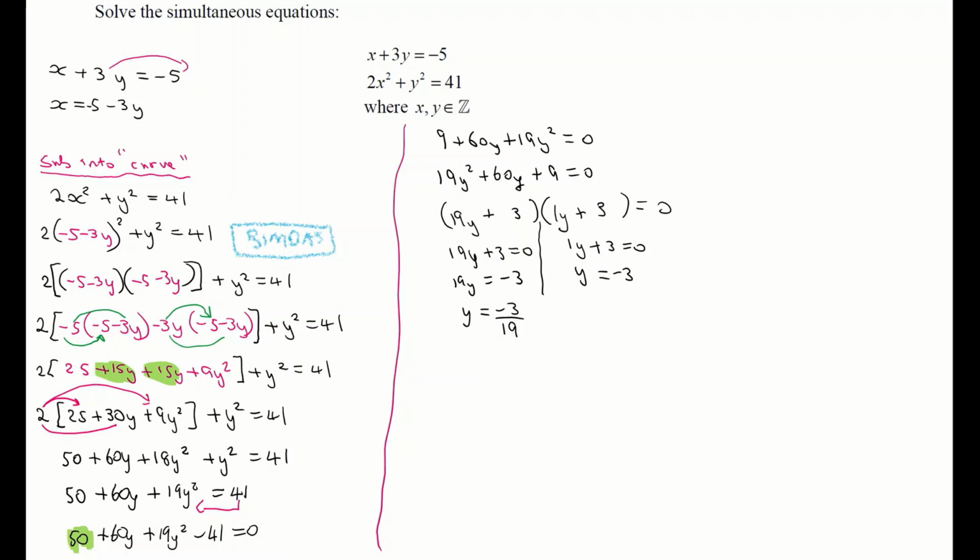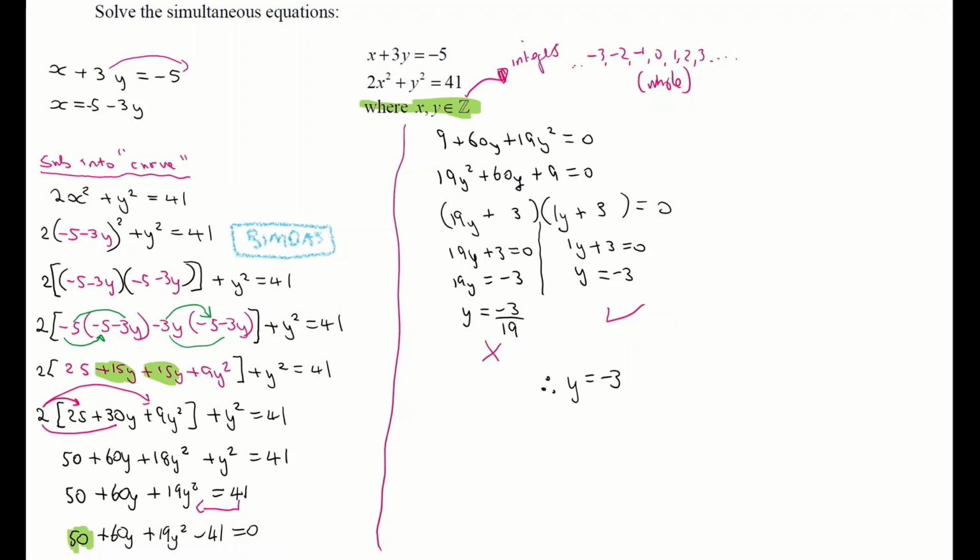Now, we don't accept both values because look at the question. The question is saying where x and y are elements of Z. Z, we know, is our number system for integers. And integer numbers are minus numbers, 0, and positive numbers. But they must be whole numbers. So I can't include fractions in my integers. So I'm ignoring the minus 3 over 19, the fraction, the rational number. I'm only accepting y as minus 3. So therefore, y is equal to minus 3.